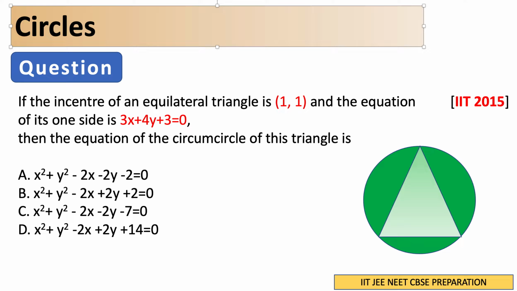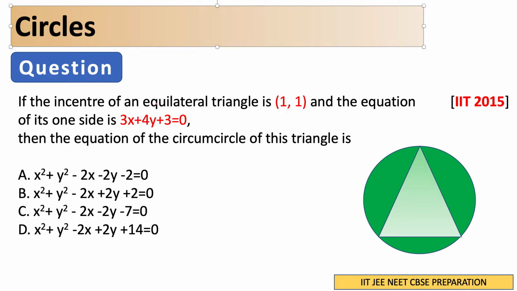Hello friends, in this video we are going to take a look at this question. So let's read the question. It says that if the incenter of an equilateral triangle is (1, 1) and the equation of its one side is 3x + 4y + 3 = 0, then the equation of the circumcircle of this triangle is.